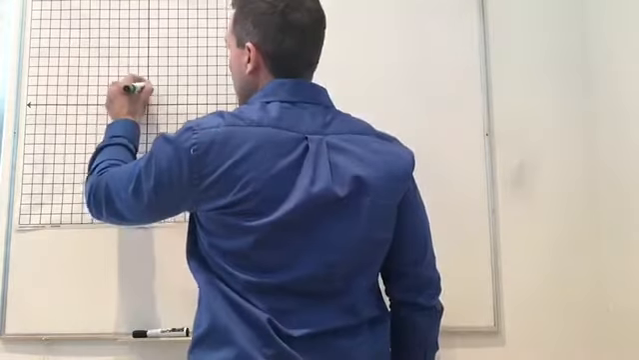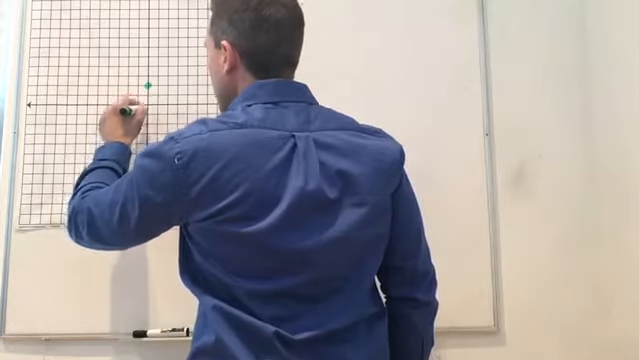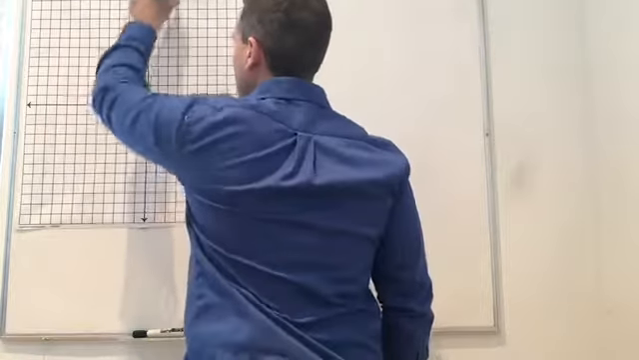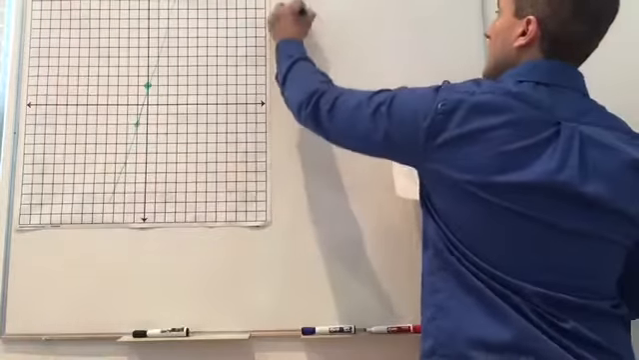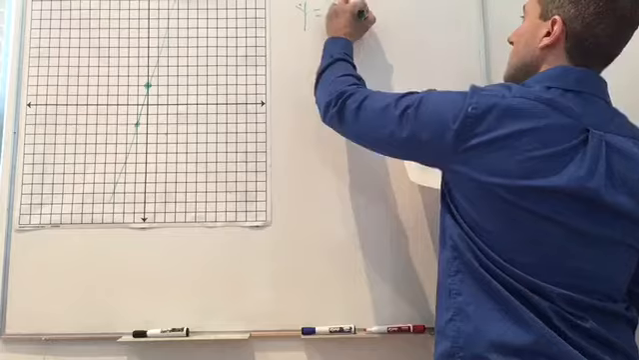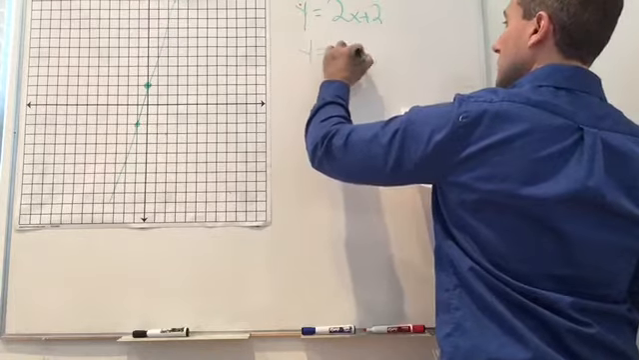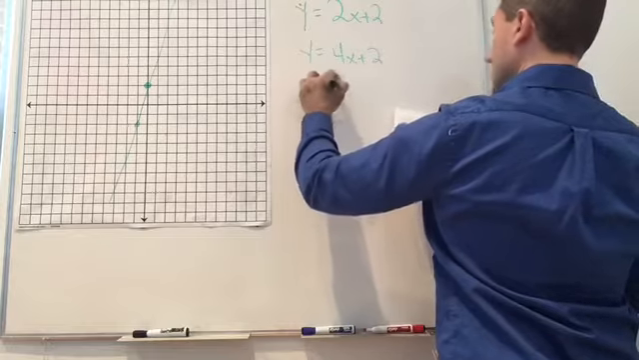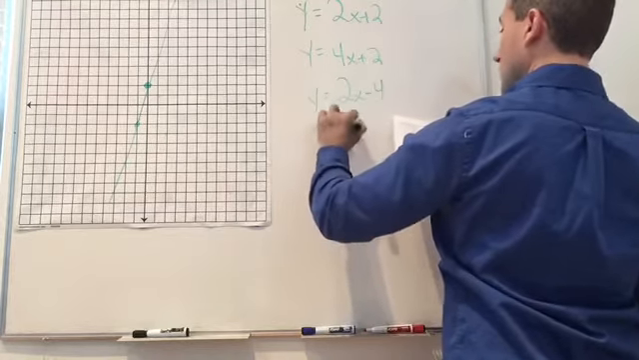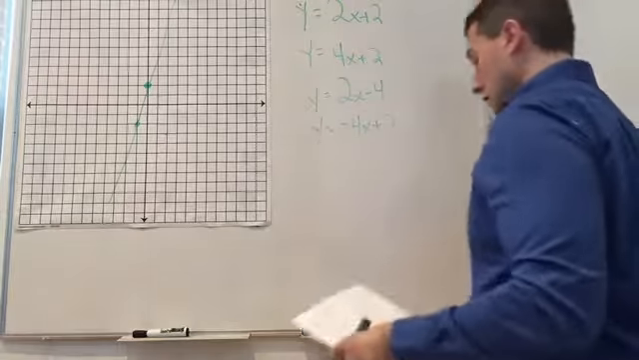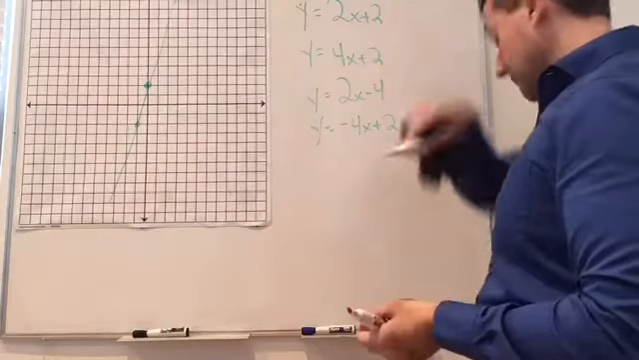You have a y-intercept there. You get a line that looks something like that. And then you have 4 options. Y equals 2x plus 2. Y equals 4x plus 2. Y equals 2x minus 4. And y equals negative 4x plus 2. Again, you should notice that they're always kind of using the same numbers. So again, check your slope.